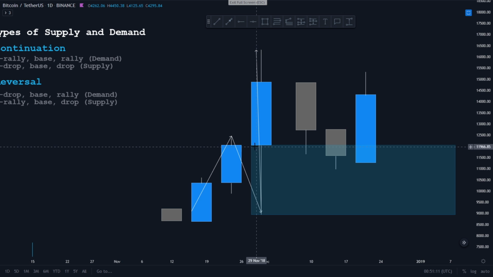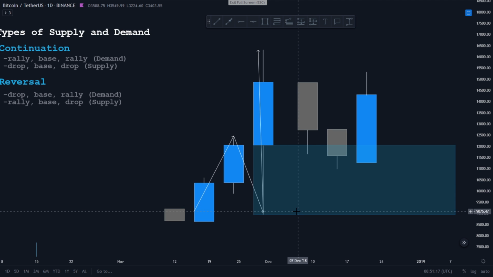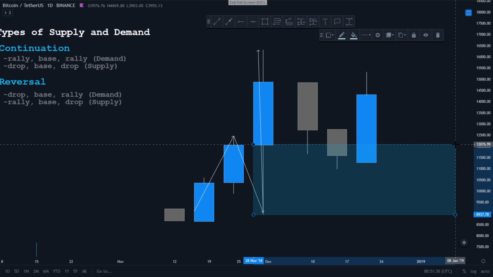Okay, so this is how you can draw it. Of course you can go into the smaller time frame and check what's going on there, but if you only look at this time frame, okay, and see something like this, you know that you have a rally, base, rally, so you can draw the so-called hidden demand zone here, and price would probably retest this hidden demand zone and show reaction.